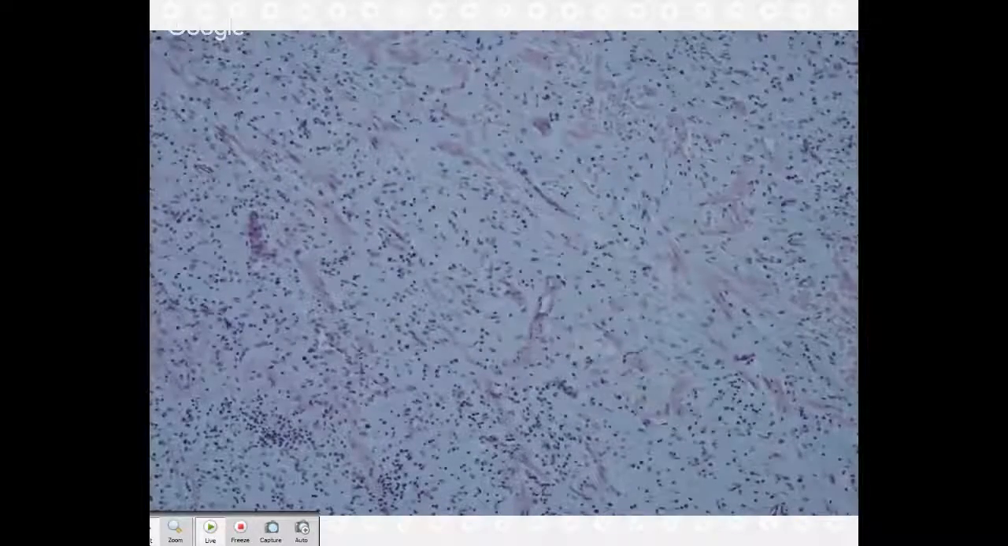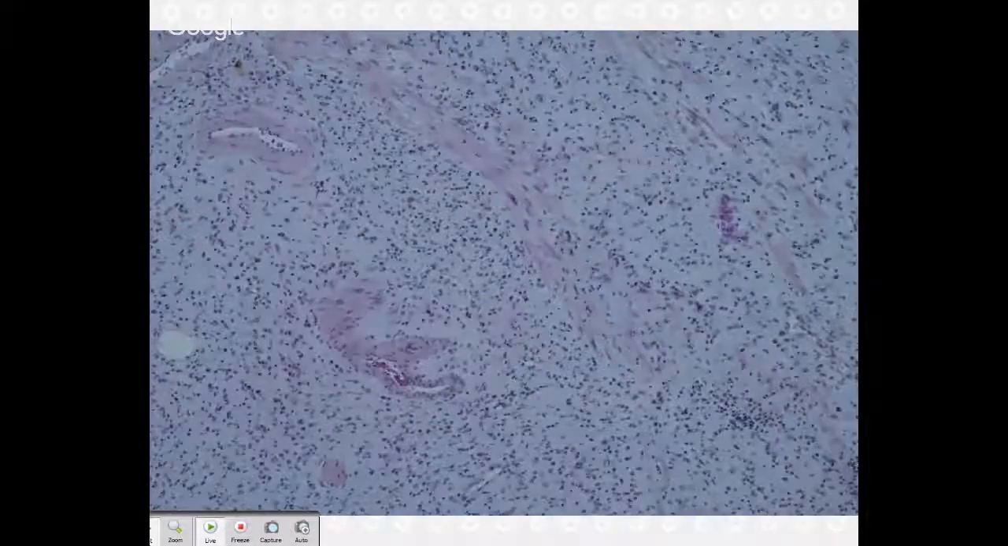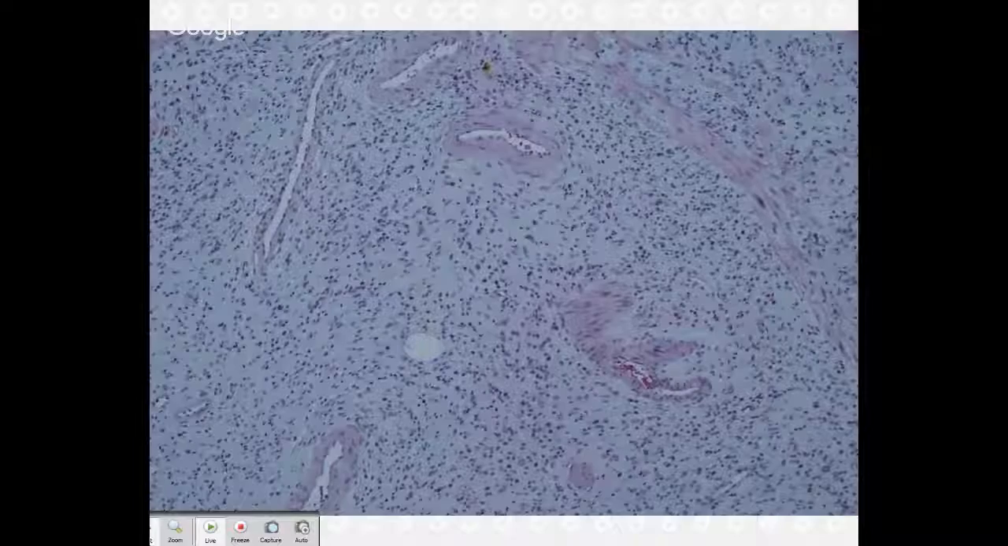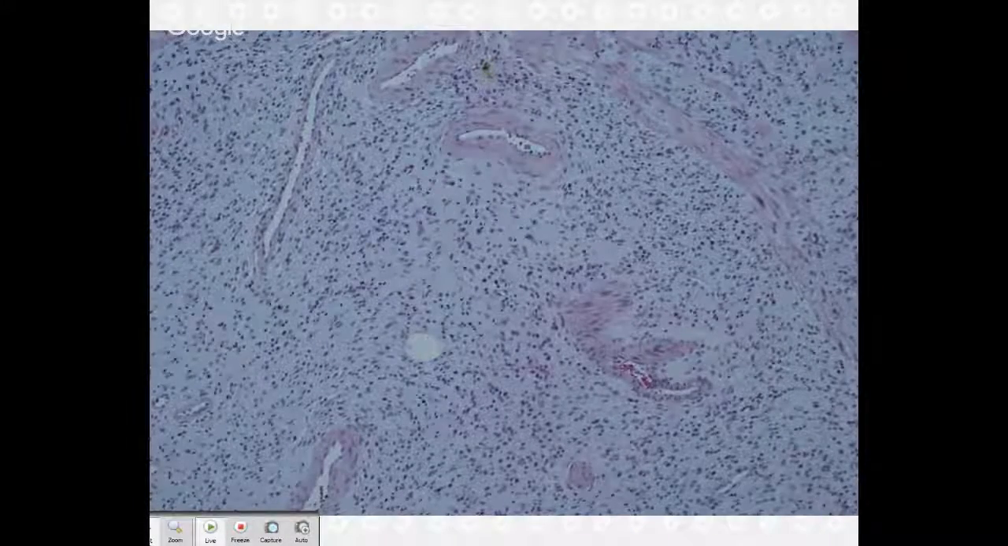The prominent vascularity. Okay. On closer examination, on higher magnification, you do see a lot of eosinophils. All right, so we've got some vessels. We've got quite a few eosinophils in the background. Anything else?